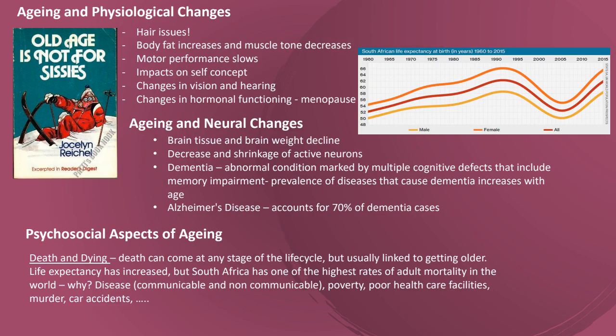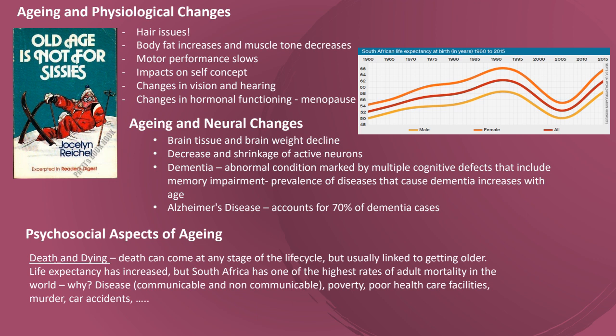Okay, and the final stage is that aging stage. Old age, where all sorts of things happen. We lose our hair, our body fat increases, our muscle tone decreases, our motor performance slows down. All of that has an impact on our self-concept. We don't feel as good about ourselves because we're getting older, we can't see, and our hair is falling out. We have changes in vision and hearing, changes in hormonal functioning, such as menopause.